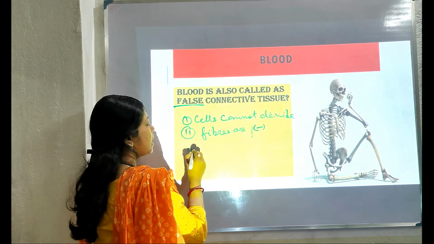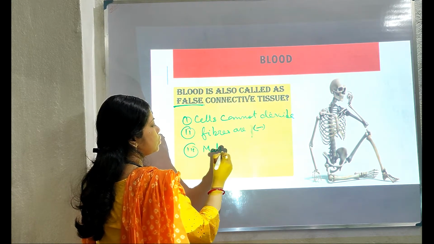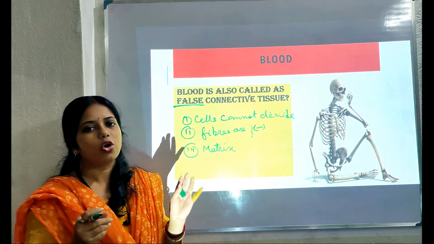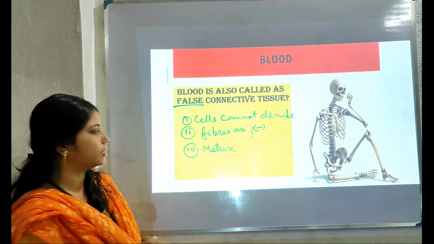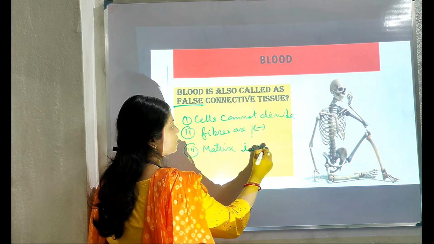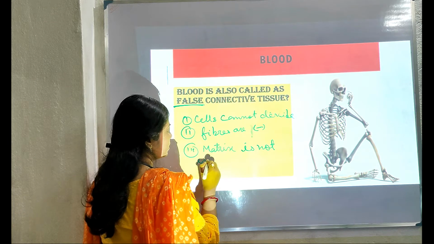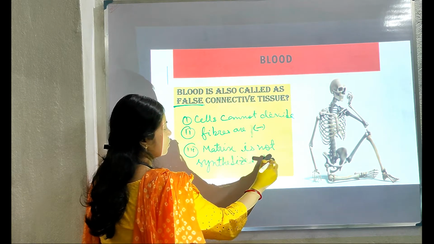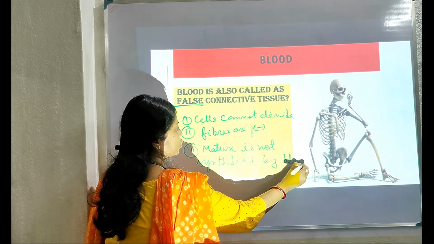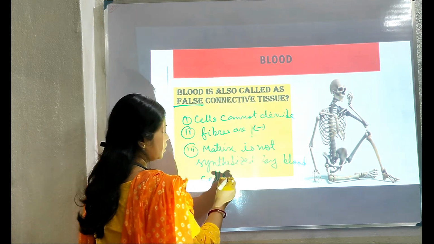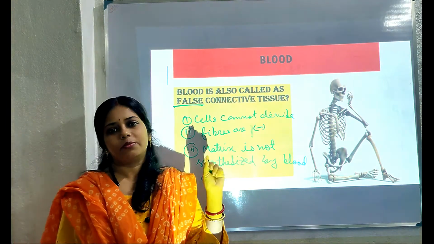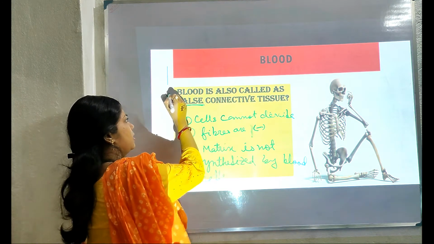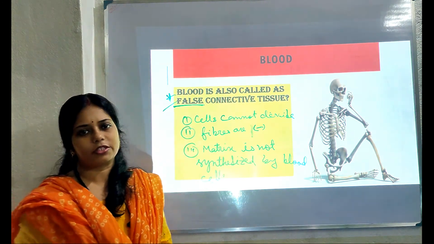Fibers are absent, and the matrix, in case of other connective tissue, we have seen that the matrix is synthesized by the cells of the connective tissue. But in case of blood, the matrix is not synthesized by blood cells. So the blood is also called the false connective tissue. As extra information, you can remember this fact.